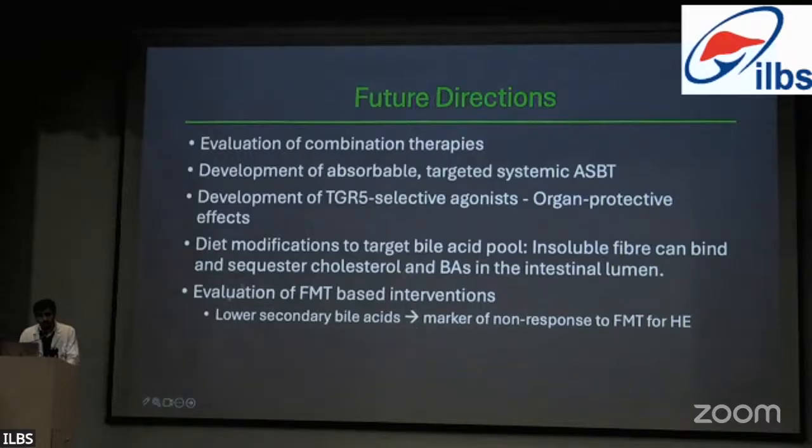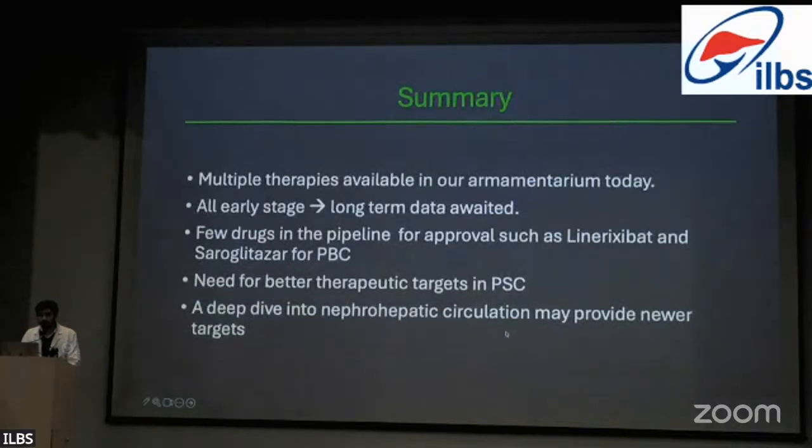One study by Jasmohan Bajaj had shown that the presence of lower secondary bile acids post FMT was a marker of non-response to FMT for HE. So to summarize, multiple therapies are available in our armamentarium today. All are early stage and long-term data is awaited. Few drugs are in the pipeline for approval, such as linerixibat and saroglitazar for PBC. And there is a need for better therapeutic targets in PSC. As we have seen, there are barely any molecules that we can use today. And a deep dive into the nephrohepatic circulation may provide newer targets for treatment. Thank you.